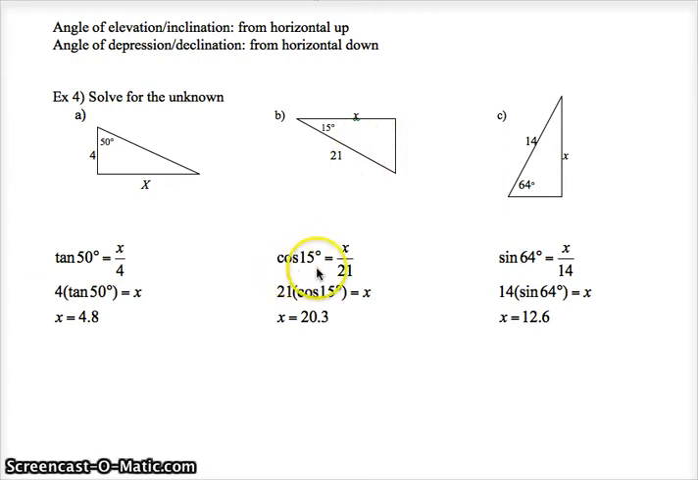For B, we have the adjacent and the hypotenuse. So cosine of 15 is equal to x over 21. Multiply both sides by 21. So x is 21 times the cosine of 15, which gives us a side length of 20.3, which makes sense because remember it has to be smaller than our hypotenuse. And C, we're dealing with the opposite and the hypotenuse, so sine of 64 is equal to x over 14, multiplying by 14 to isolate x. 14 times the sine of 64 gives us 12.6, which again is smaller than our hypotenuse.